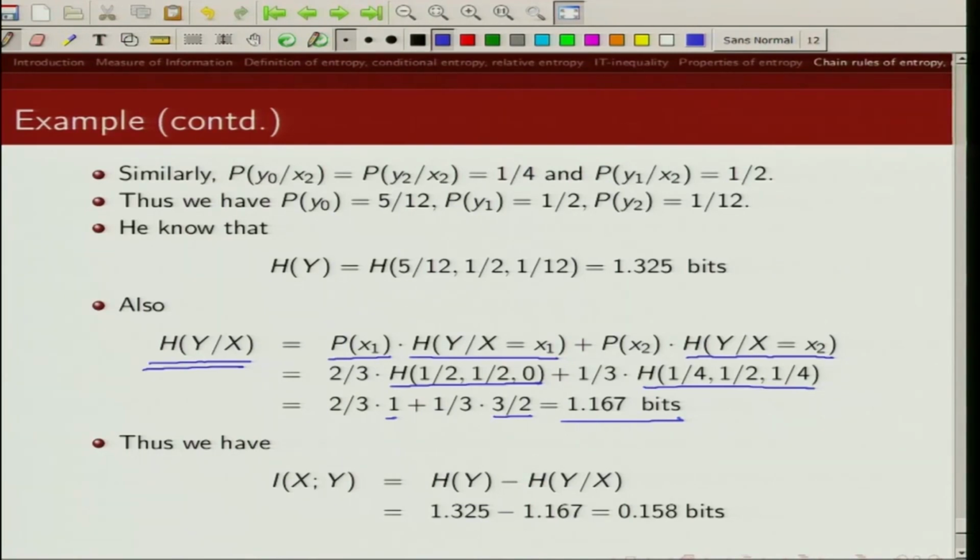So computing this, we find that the uncertainty in y given x is 1.167. Then the mutual information between x and y is basically given by the uncertainty in y minus the uncertainty in y given x, and this comes out to be 0.158 bits. So this is an example to illustrate how we can compute mutual information.